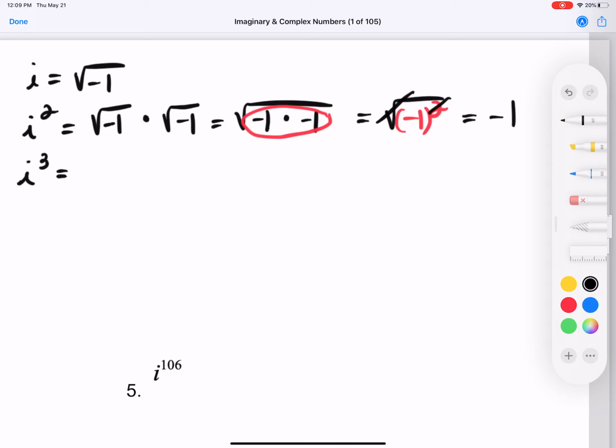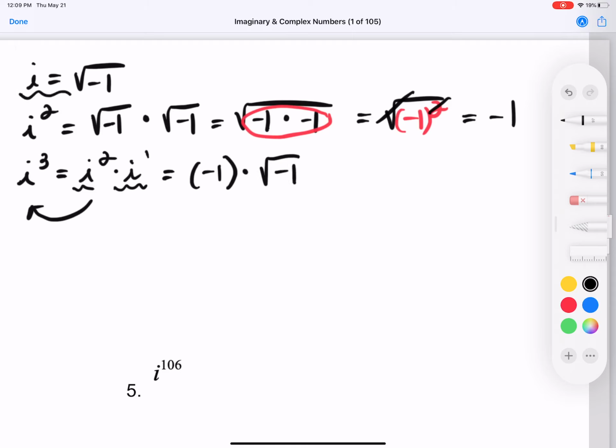i cubed is the same as i squared times i. We know from working with exponents that if you have the same variable, you just add your exponents. So this is really i cubed, okay? I'm just working backwards a little bit. Now, from above, I know that i squared is -1. So I'm just going to rewrite this here. So i squared is -1. And then we know that just i is the square root of -1 from up here. Okay, so this really is just the square root of -1 with a negative outside. Okay, so this -1, I just took the 1 away and just wrote it outside.